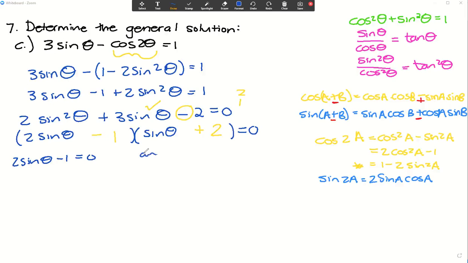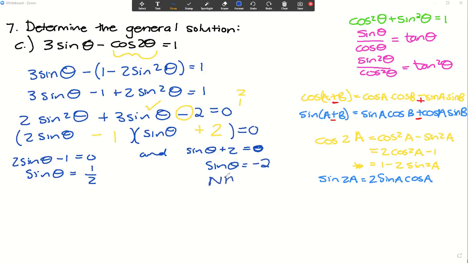And I've got sine theta plus 2 is equal to 0. That's a 0, not a theta. Okay? So I want to get theta by itself. I'm going to take the minus 1 across, and I'm going to divide by 2. So I'm left with sine theta is equal to a half. And on this side, I'm left with sine theta is equal to minus 2.